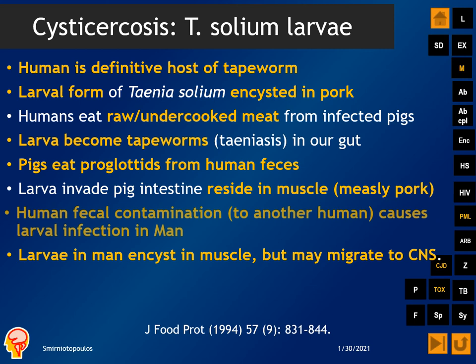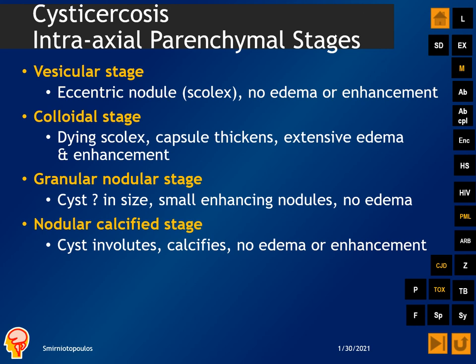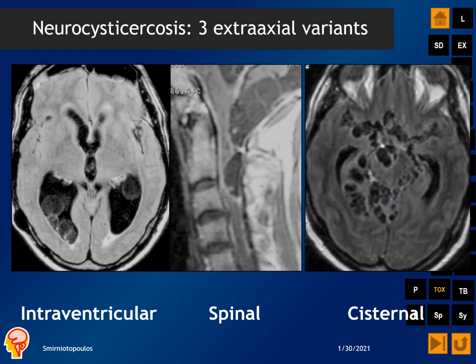The four stages of cysticercosis include the vesicular stage we just saw, the colloidal stage when the scolex or larva begins to die, the granular stage when the fluid begins to disappear and we get small enhancing nodules without much edema, and then the nodular calcified stage where the cyst completely involutes, there's a calcification, and there's no edema or contrast enhancement. Cysticercosis can also be extraventricular as well as being intraventricular.